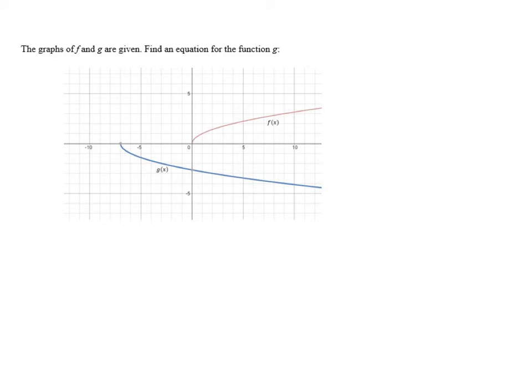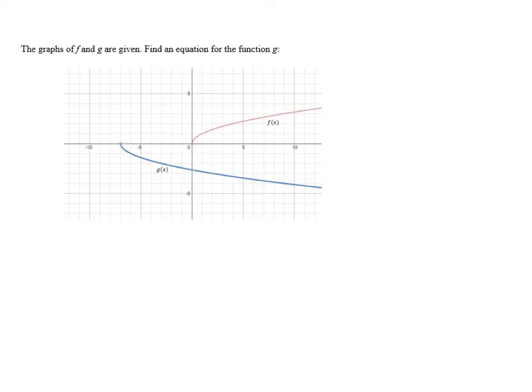The graphs of f and g are given. Find an equation for the function g. In all of the previous problems, we were given the equations for the functions, and we needed to figure out what the graphs would be using transformations. Now we're given the graphs, and we need to figure out the equations.